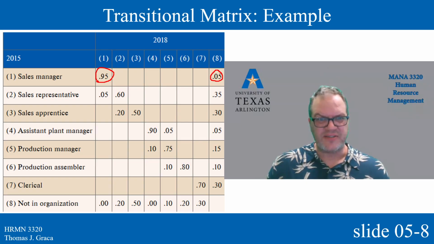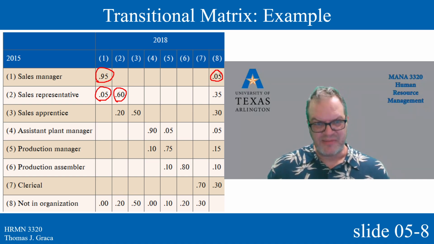The second row is sales reps. Of the sales representatives that I had in 2015, by the time we get to 2018, 5% of them are now sales managers. That's good, we had promotions. 60% of them are still sales reps. Okay, we kept about 60% of our sales reps in place. 0 of them are now apprentices. That makes sense. 0 of them are now assistant plant managers, 0 are production managers, 0% are production assemblers, 0 are clerical. 35% of them are no longer in the organization.